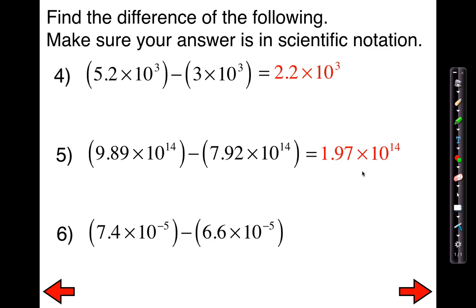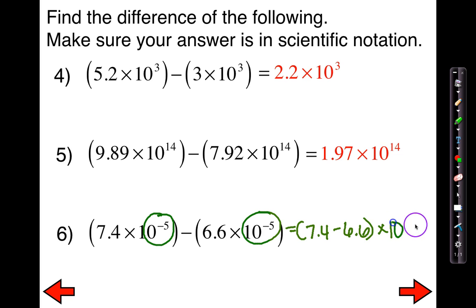So let's try one last example for this part. We have the same base raised to the same exponent in both problems, so I can go ahead and subtract the coefficient. So I'm going to put 7.4 minus 6.6 times 10 to the negative fifth. So once again, notice I'm not doing anything to the powers. I'm just keeping the same base, keeping the same exponent.